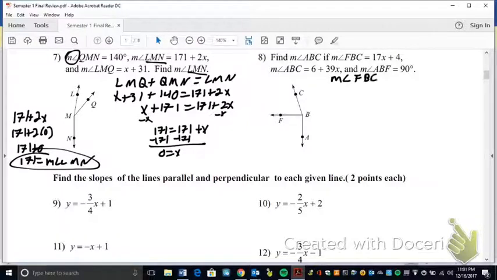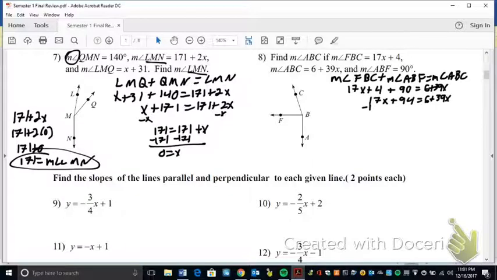The measure of angle FBC plus the measure of angle ABF is equal to the measure of angle CBA, or ABC as they have it. I'm plugging everything in. That's 17x minus 4 plus 90 equals 6 plus 39x. That gives us 17x plus 94 equals 6 plus 39x. Okay, check these. If you did them and you got something different, check to see where your work went wrong.